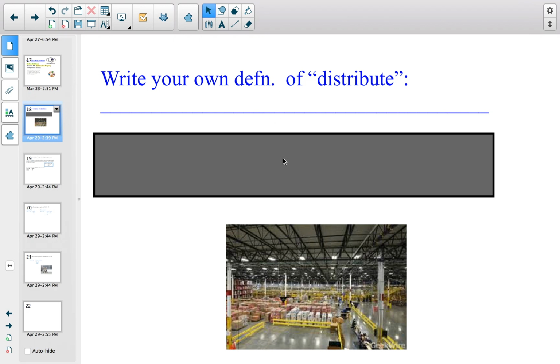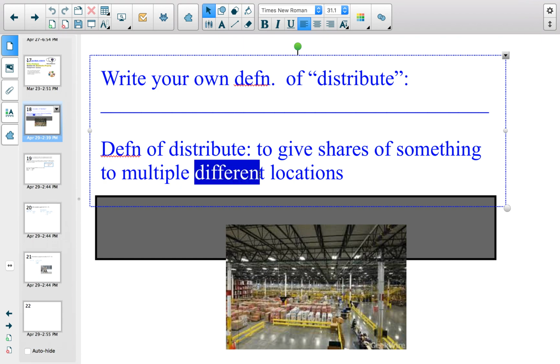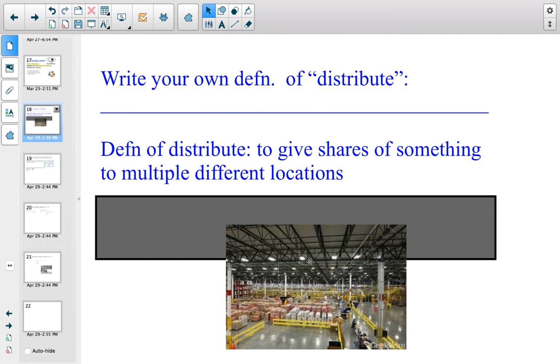Okay, I'm going to show you the definition of distribute now, and we are going to look at a real-life example of what that word means. The definition of distribute is to give shares of something to multiple locations. If you think about it, this is an Amazon distribution plant. What they do is they process all the packages people order, put them in different trucks, and then ship them out. So they're going from the plant, kind of a warehouse, to your doorstep, right? Multiple different doorsteps. They're distributing the packages out to the people that have ordered them.